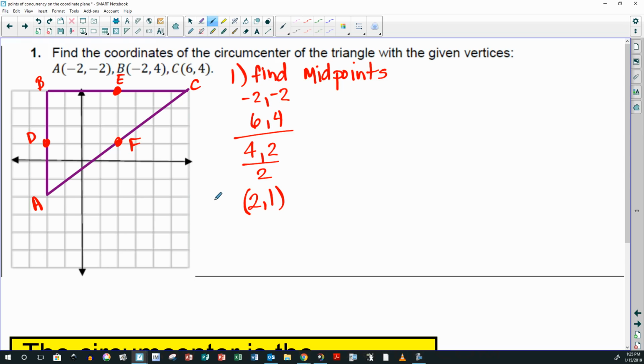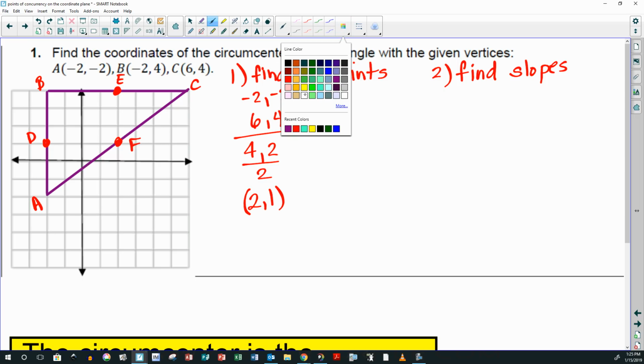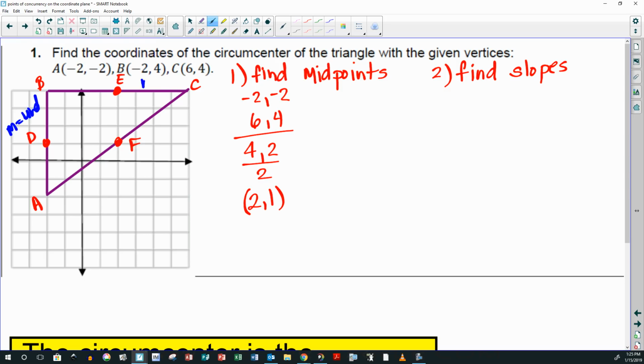Now, the next thing you're going to want to do is find all of your slopes. So step 2, find slopes. Again, the horizontal and the vertical make it easy. Undefined. Horizontal lines, slope is 0.